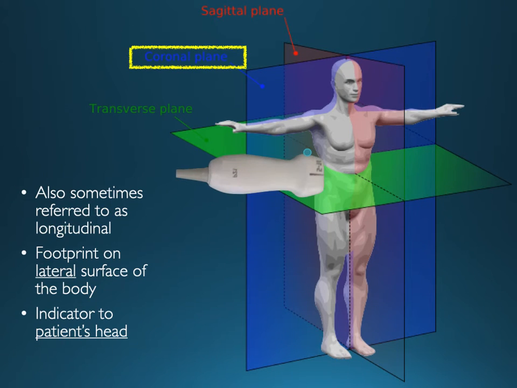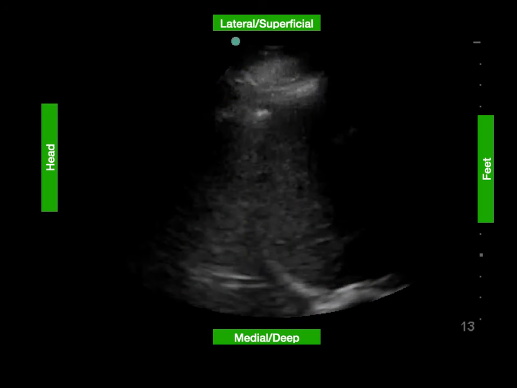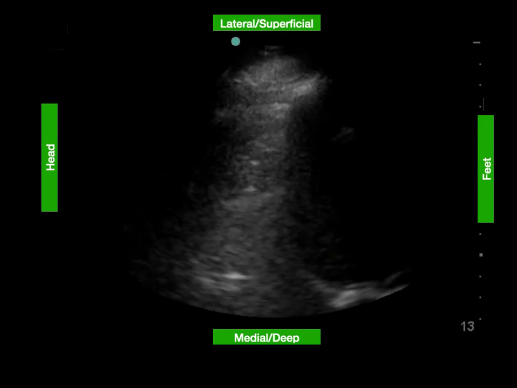So to evaluate the liver in the coronal plane, the footprint is placed on the lateral surface of the body and the indicator is towards the patient's head. A small counterclockwise rotation of the indicator may be advantageous to allow the footprint to be positioned between the ribs. With the probe in this position, you'll obtain an image that looks something like this.